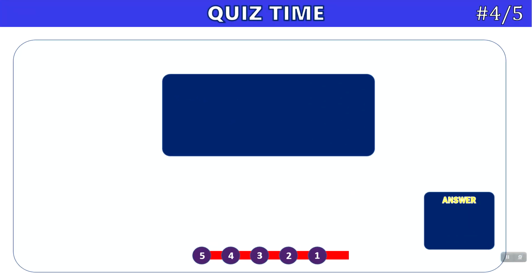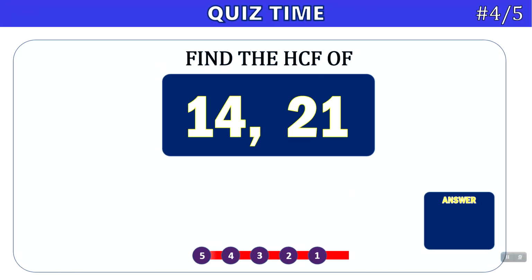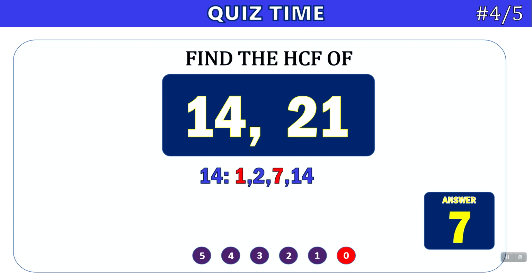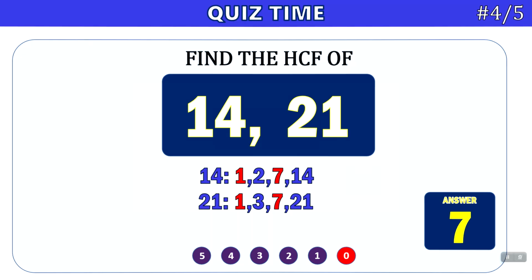Question 4. Find the HCF of 14 and 21. Time's up. The answer is 7. The factors of 14 are 1, 2, 7, and 14. And the factors of 21 are 1, 3, 7, and 21. The common factors in red are 1 and 7, and the greatest is 7.